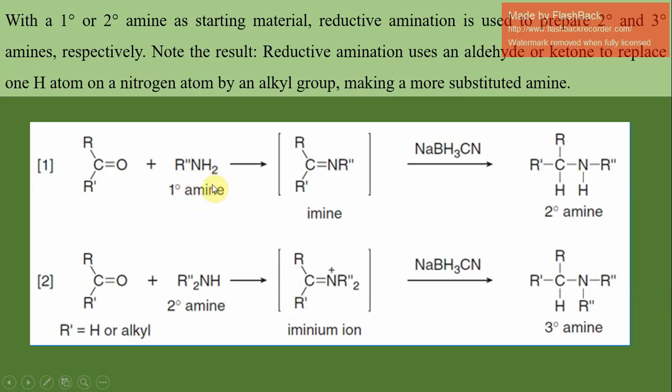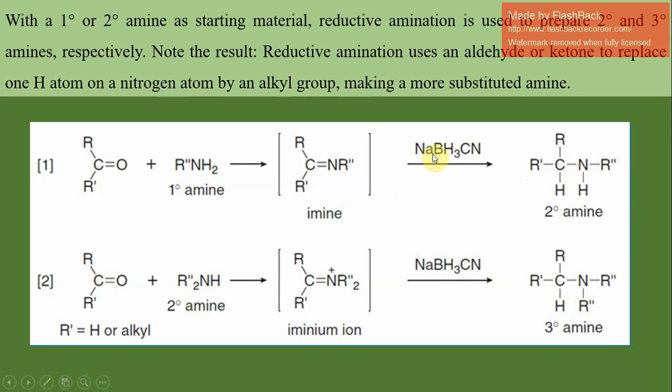For reductive amination, it's not necessary that we always use ammonia. We can use primary amine or secondary amine also. With an aldehyde or ketone, when you add a primary amine, you will end with an imine, which on reduction with sodium cyanoborohydride, we end with a secondary amine. Whereas the aldehyde or ketone on treatment with a secondary amine, we get an iminium ion, which on reduction with the same sodium cyanoborohydride, we end with the tertiary amine.